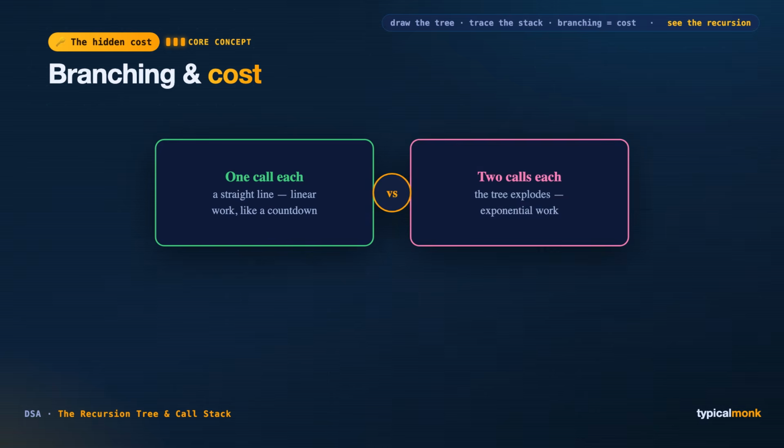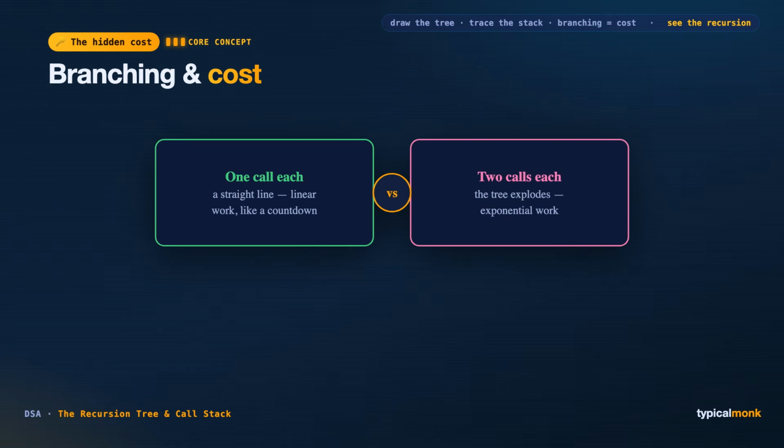But if each call makes two recursive calls, the tree branches and it explodes. One call becomes 2, 2 become 4, 4 become 8, doubling at every level. That is exponential work. The number of nodes roughly doubles with each level of depth, so even a modest depth means an enormous number of calls.